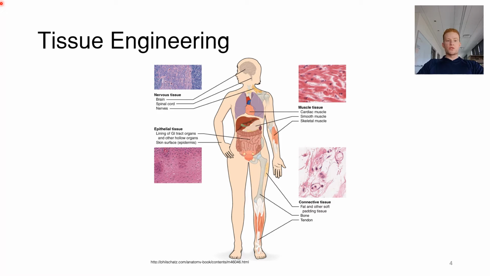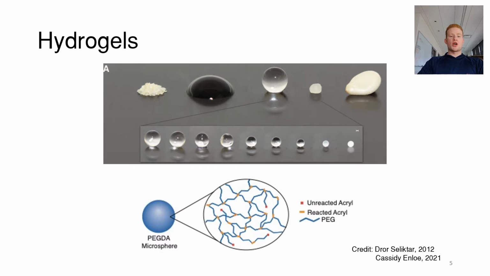One of the main tools that we use in tissue engineering are hydrogels. Hydrogels are rigid 3D polymeric structures. They are biocompatible and their high water content makes them very similar to human tissue. They have applications in cell delivery, cell encapsulation, tissue scaffolds, and drug delivery.